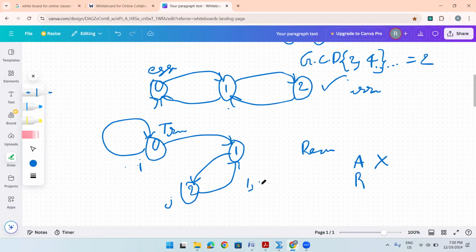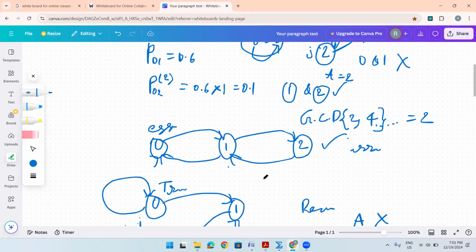Here in this case, 1 and 2 are recurrent. But what about 0? It's transient. If all the states are recurrent, then that is called ergodic. So we have to check all these things. So it's not recurrent also. This chain is not recurrent, and only 0 is aperiodic. 1 and 2 are not aperiodic.